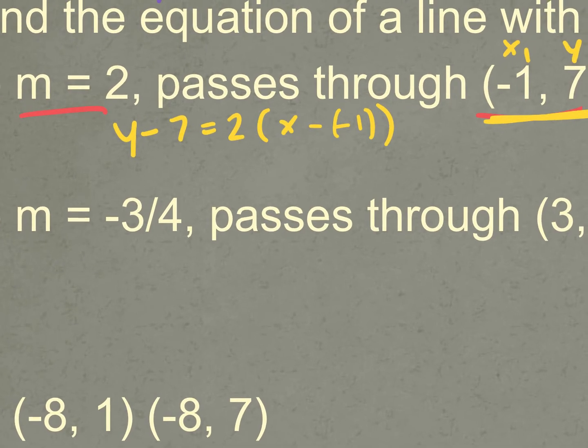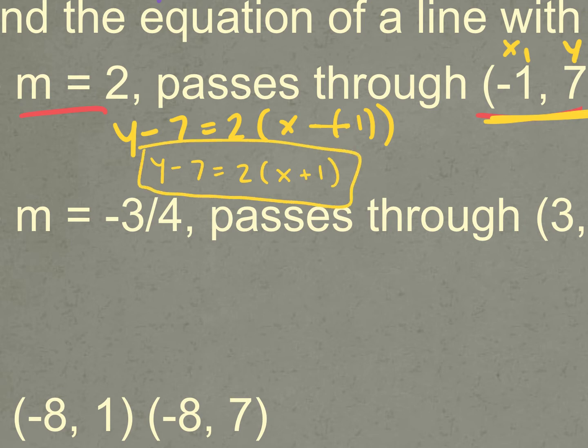What happens when you have minus a negative? It turns positive. So this would be y minus 7 is equal to 2 times x plus 1. So this is point-slope form. If this question said, what's the equation of a line, period, that would be this. This is the equation of a line.